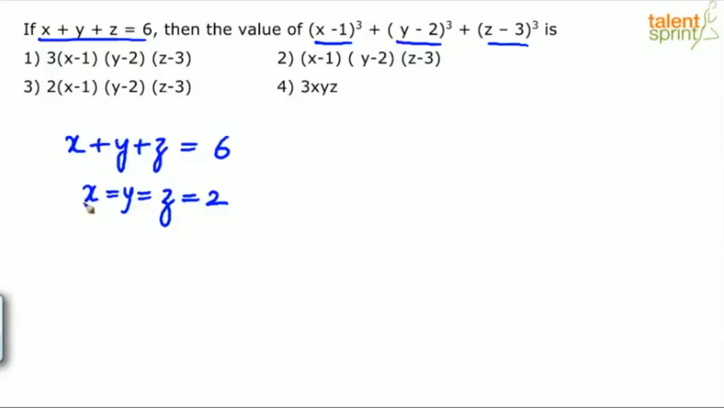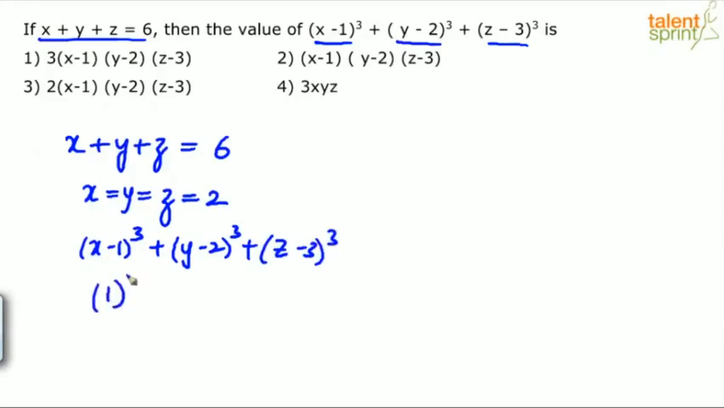Now substitute these values of X, Y, and Z in the required equation. What is the required equation? (X minus 1) cube, plus (Y minus 2) cube, plus (Z minus 3) cube. See, I'm just writing the equation again. You need not write it in the exam. Substitute X equals 2. So 2 minus 1 will be 1 cube. Plus Y equals 2, 2 minus 2, 0 cube. And Z equals 2, so 2 minus 3, minus 1 cube.